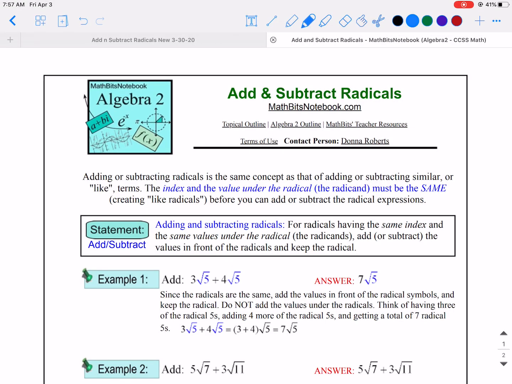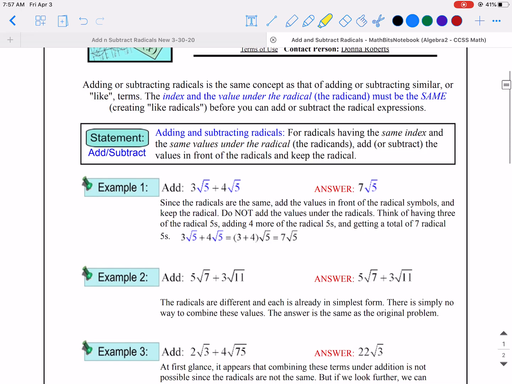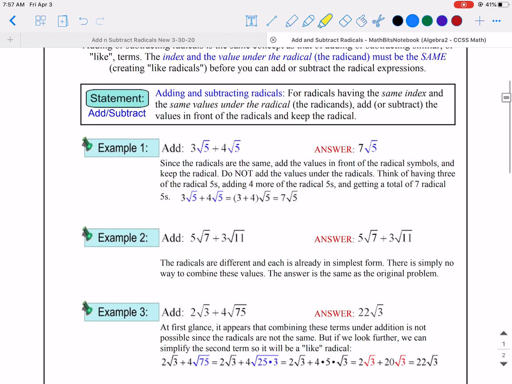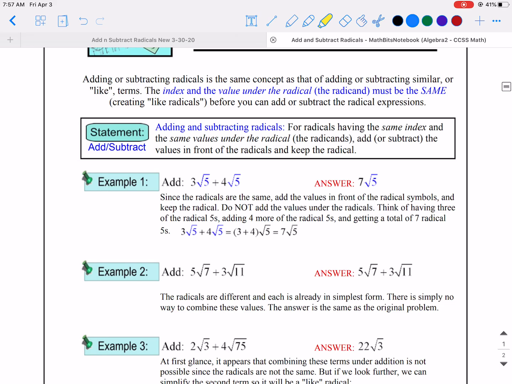Hey, some of you have said you had some trouble with the add and subtract radical part. So these notes are from mathbitsnotebook.com, and I'm going to try to briefly explain how to do that. If I were teaching a lesson, it would go something like this. When you're adding and subtracting radicals, it's the same concept of adding and subtracting like terms.